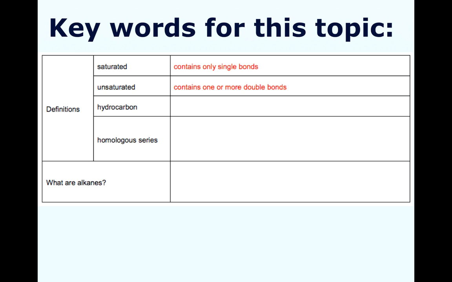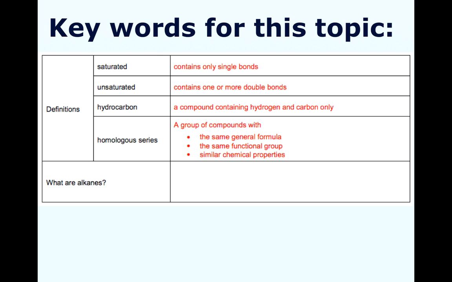You're also going to look at the word hydrocarbon, and that's going to come up a lot in this topic. And these are any compounds containing hydrogen and carbon only, of which alkanes and alkenes fit into this group. You might also hear me talk about a homologous series. And these are a group of compounds with the same general formula, the same functional group, and similar chemical properties. Now, you might be thinking, I don't know what a general formula or a functional group is, but don't worry, that will become clear as this topic moves forward.